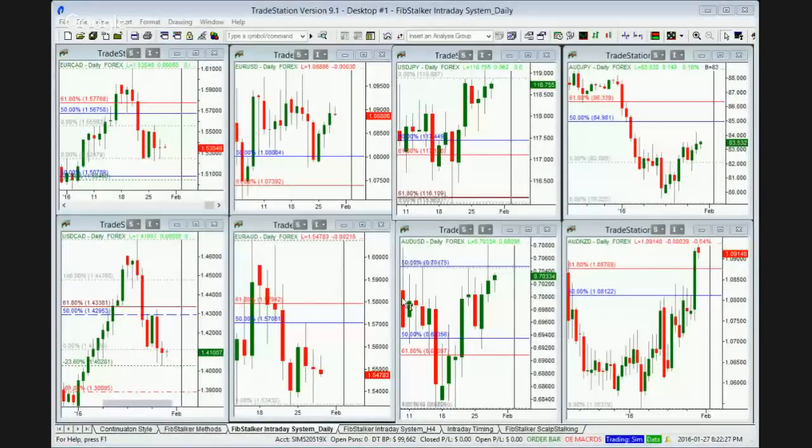And as I was saying, we have some of the pairs that are European and European North American plays. We also have a European Australian play here, which is the euro Australian dollar, very technical market. And then we have the euro Canadian, the US dollar Canadian, which is a North American play. And then we have the classic euro US dollar.